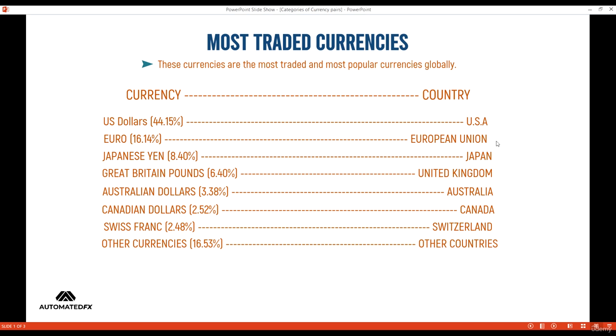Now, of course, in this section, we have the countries these currencies are associated with. We see that the US dollar is associated with the United States of America. The euro is associated with the European Union. The Japanese yen with Japan. Then the Great Britain pound with the United Kingdom. The Australian dollar with Australia. And then Canadian dollar with Canada. And Swiss franc with Switzerland and other countries. So these are the most traded currencies globally. This is something you should note.